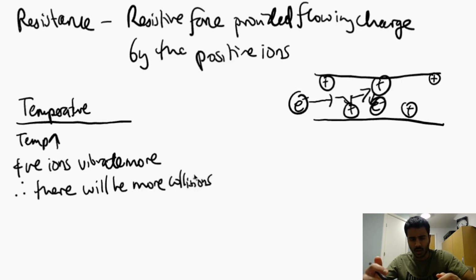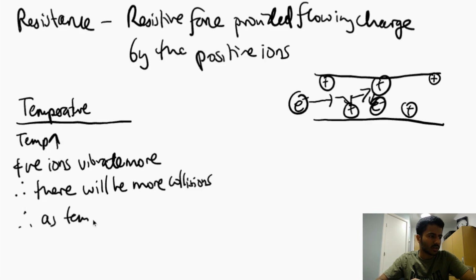And that makes sense if you think about it. The positive ions are vibrating more. It gives a higher chance for the electrons to come and hit the positive ions. And that means that when the temperature increases, so does the resistance. As temperature increases, resistance, denoted by this capital R, increases.